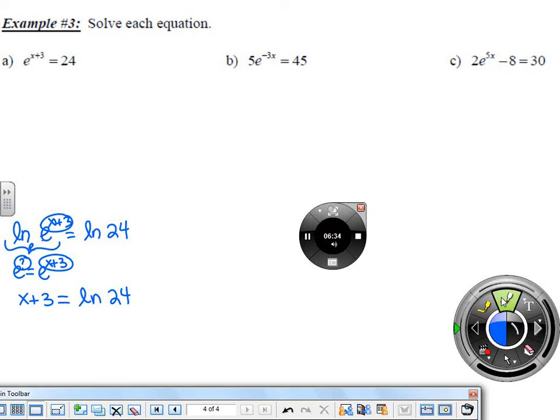So now I can see that my answer without a calculator would be the natural log of 24 minus 3, or I can type that into a calculator. So the natural log of 24 minus 3, this gives me 0.178.